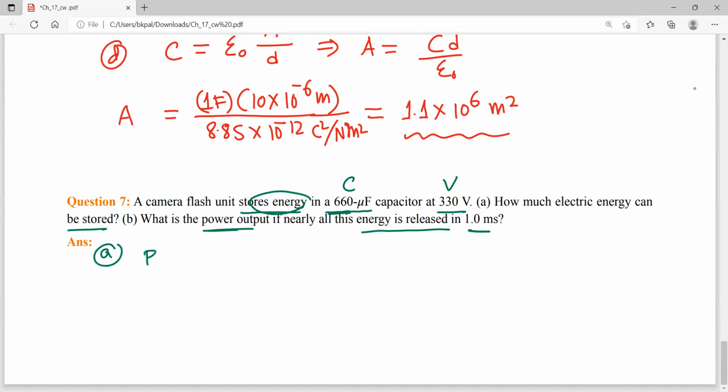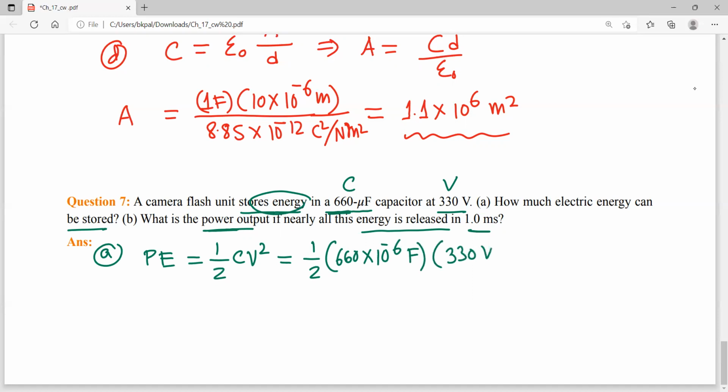For part A, we want to know the stored energy. Remember that we derived 3 equations. The equation that involves C and V was this, half C V square. Half C is this, and V is this. When you plug all this together, you should get 36 joule.